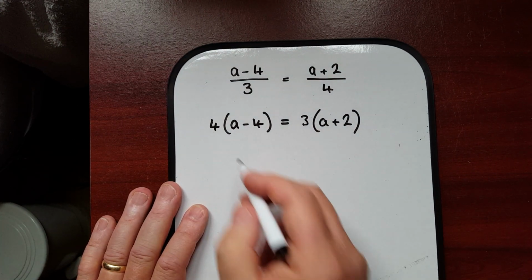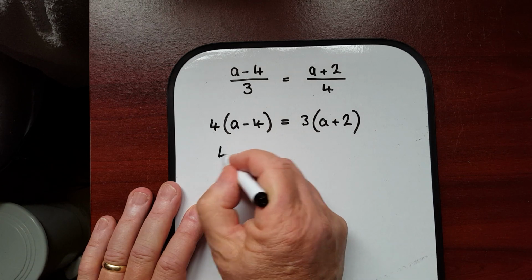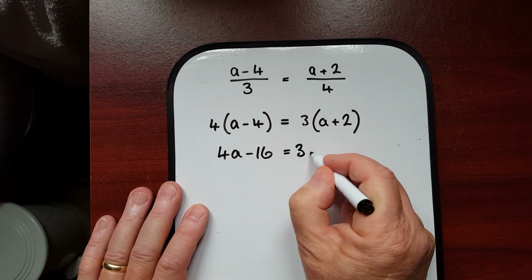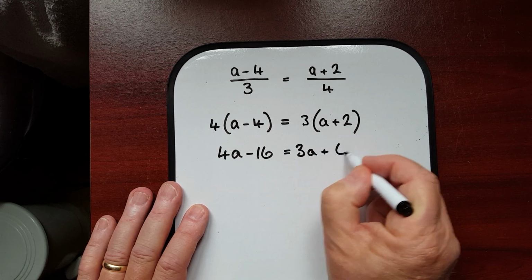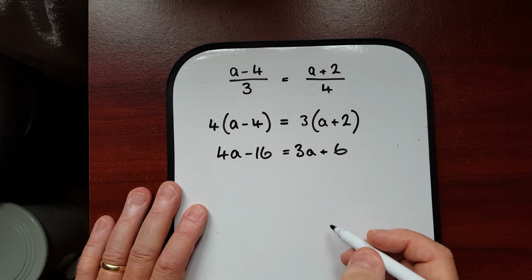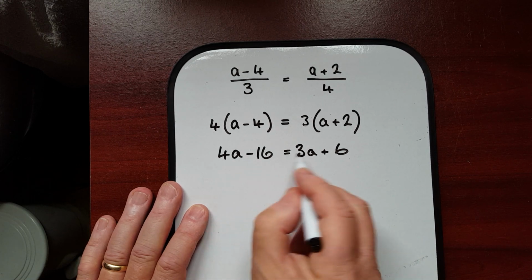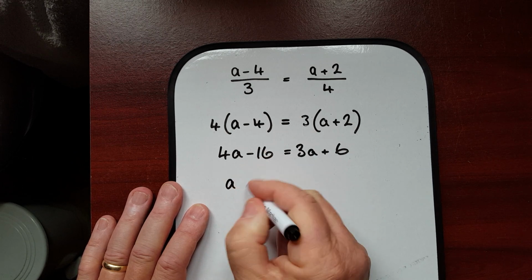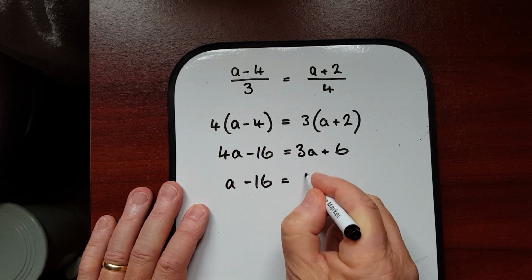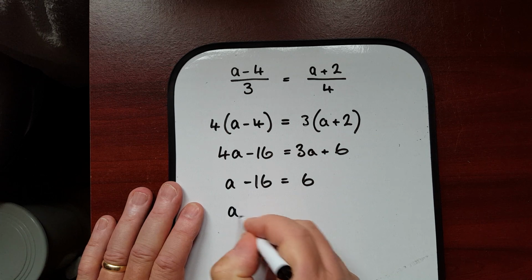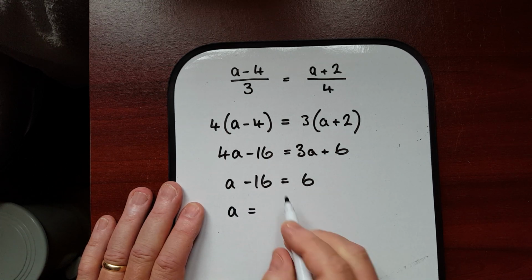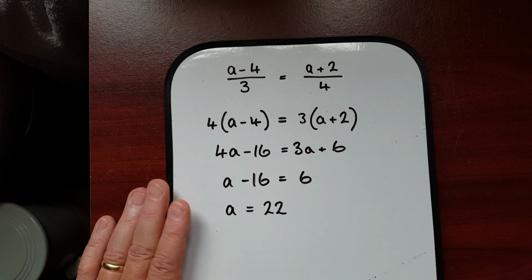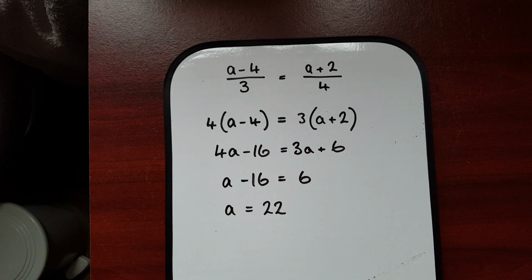Now it's a straightforward equation. 4a minus 16 equals 3a plus 6. 4a minus 3a would be a. So a minus 16 equals 6. a equals 6 plus 16, isn't it, which is 22. And that's it. That's completed.